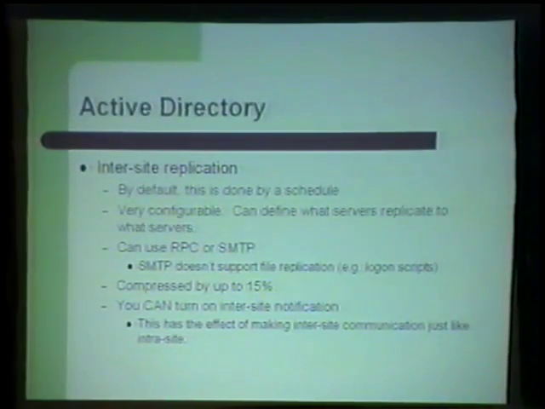Inter-site replication. So let's talk about this for a minute. This is, as I said, the low bandwidth method of replication. By default, it's done on a schedule. The schedule is configurable within Active Directory, within Sites and Services. It's quite configurable. You can define what servers replicate to what servers and what data gets replicated at what time. As I said, you can use RPC or SMTP, but you can't replicate things like logon scripts over SMTP. So if you make those changes, you won't be able to use SMTP. It actually compresses the data by up to 15% as it goes across the link.